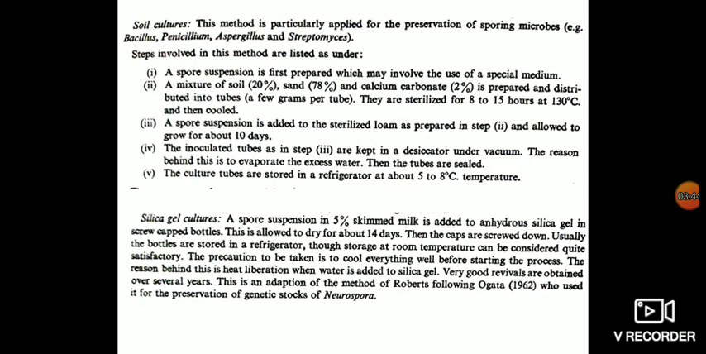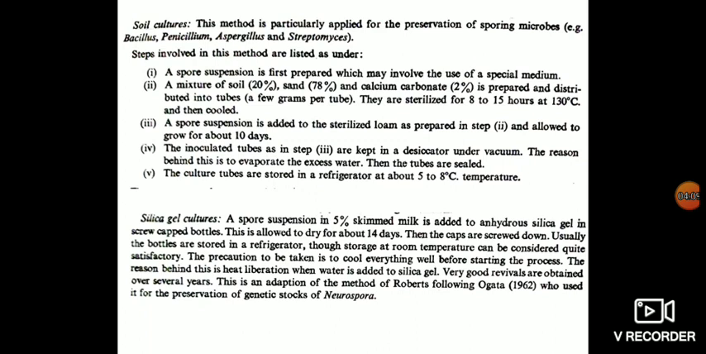Then the second is silica gel culture. The only difference from soil culture is that we are not using soil here; instead we are using silica. A spore suspension in 5% skimmed milk, not the normal media, is prepared and added to anhydrous silica gel in a screw-capped bottle.